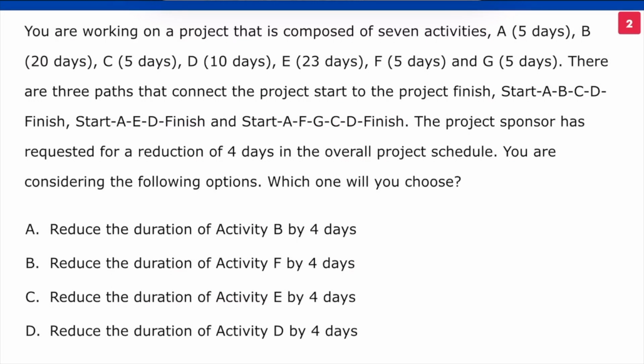You are considering the following options. Which one will you choose? A. Reduce the duration of activity B by 4 days. B. Reduce the duration of activity F by 4 days. C. Reduce the duration of activity E by 4 days. D. Reduce the duration of activity D by 4 days. Please pause the video and try to find the correct choice.